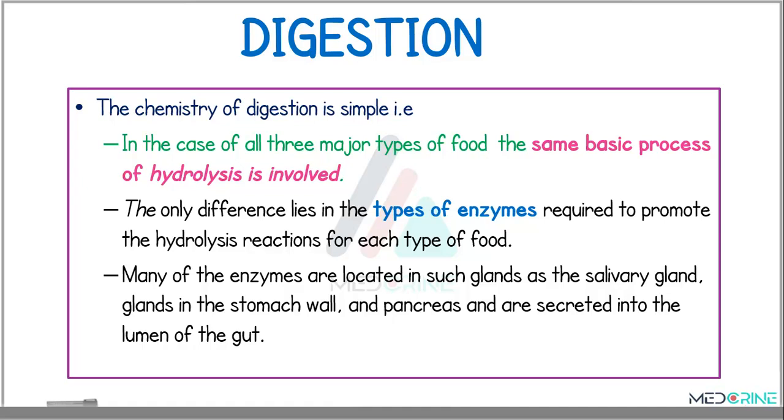The chemistry of digestion is basically simple. And this is because, in the case of all major three types of food, the same basic process of hydrolysis is involved, and the only difference lies in the types of enzymes which are required to promote hydrolysis reactions for each type of specific food. Many of these enzymes are located in such glands as the salivary glands, or glands in the stomach, or the pancreas, and are secreted into the lumen of the gut.